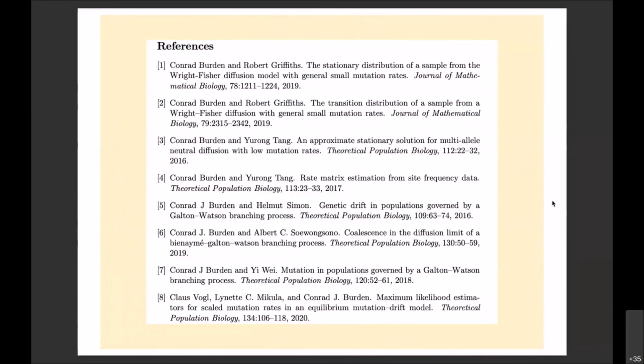So over the years, I've written a few papers. The first 3 of them, and the last one here, are the first half of the talk, and the other papers 4 to 7 are all about branching processes.